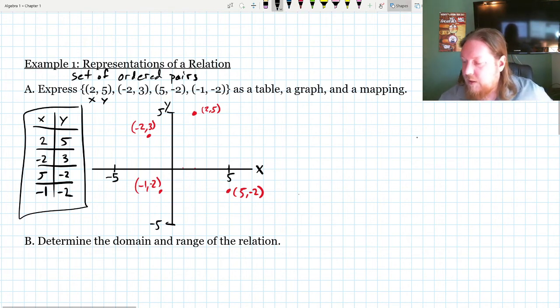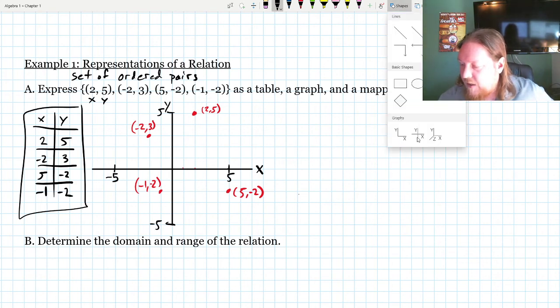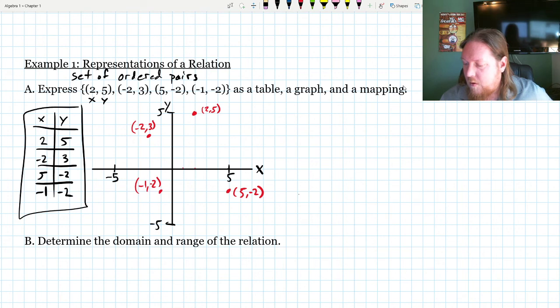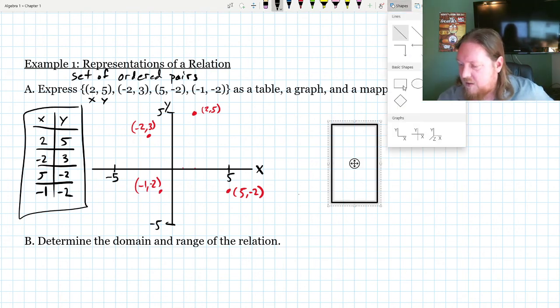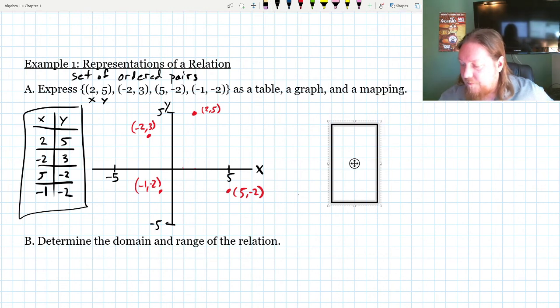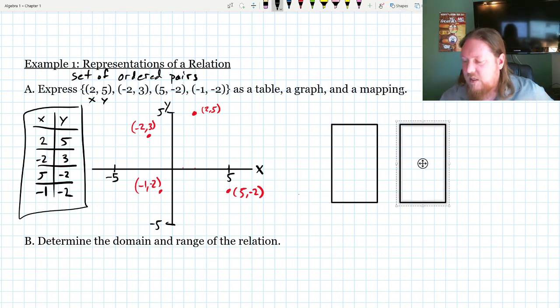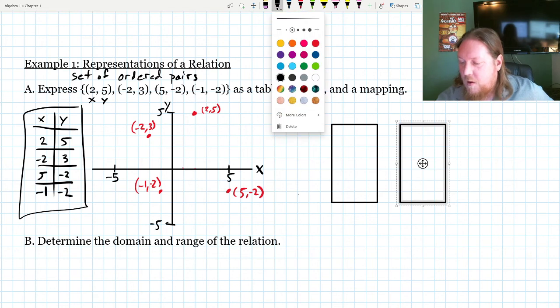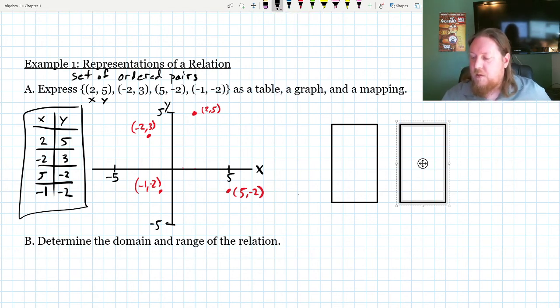The last one is the mapping. Now for me, I don't have the nice round boxes to make, so I'm just going to make square boxes, but traditionally they use round boxes. It doesn't really matter all that much. So what I got to think about now is what goes in the domain and what goes in the range.